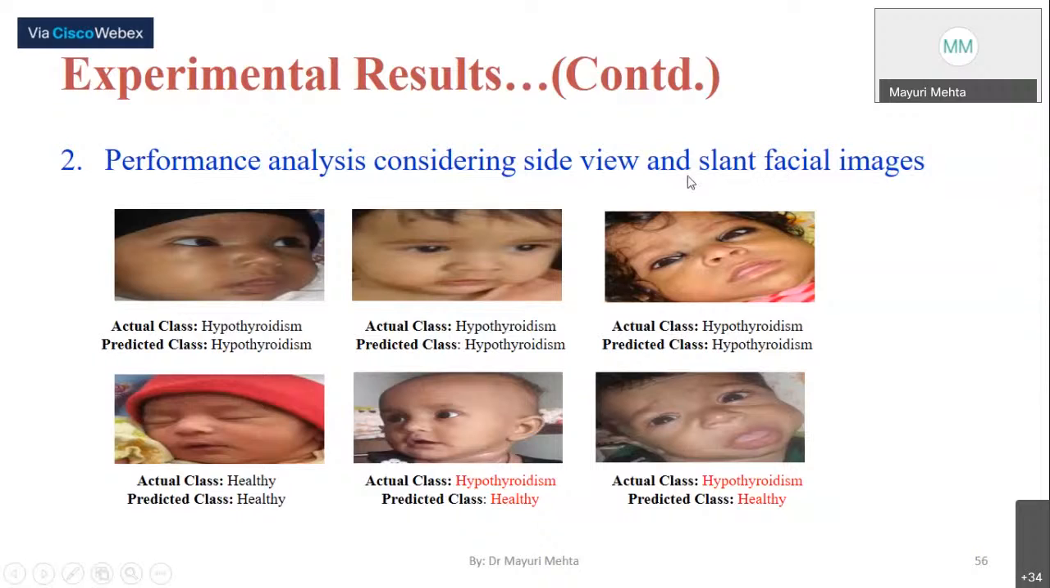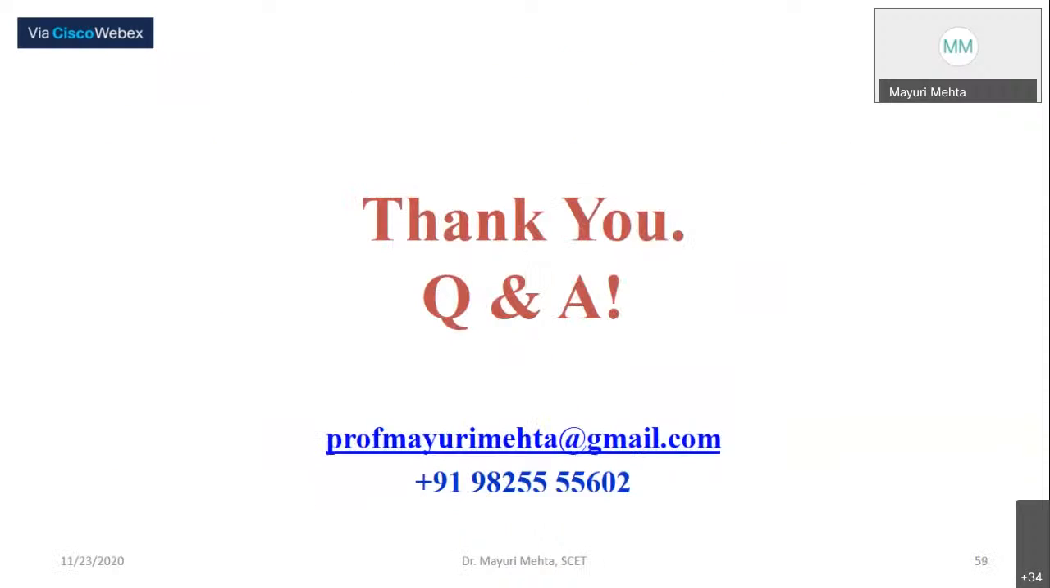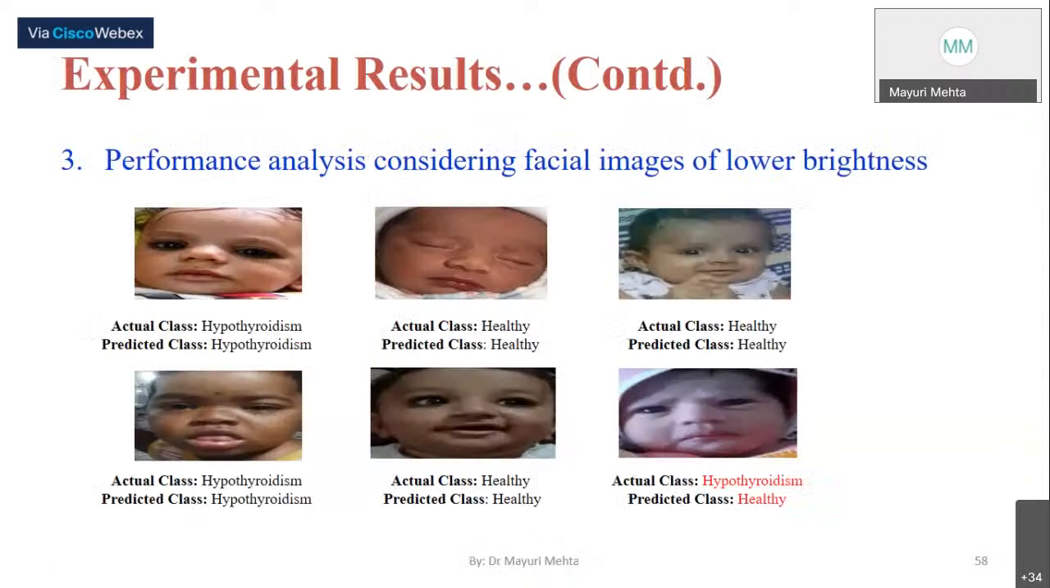This is the performance analysis considering slant view and slant facial images. This is lower brightness, where one is misclassified. Now I would like to show how we have implemented this using TensorFlow.